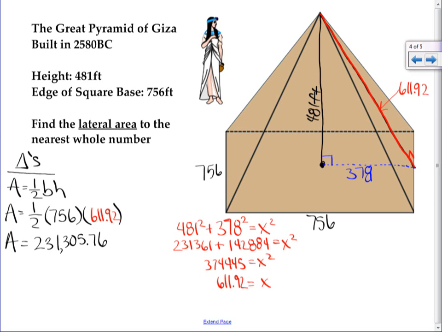Okay. So we'll times that by 4. It's the lateral area of this pyramid, the part that you can see sticking out of the sand. 925,223.04.